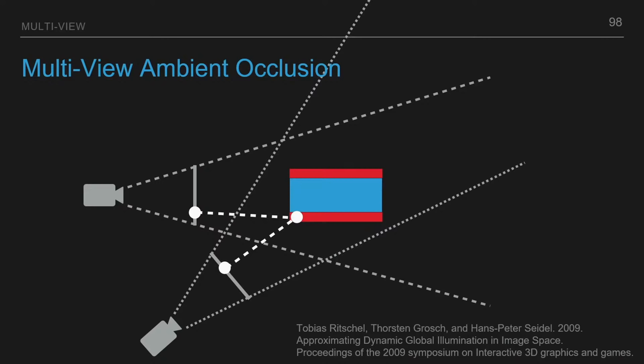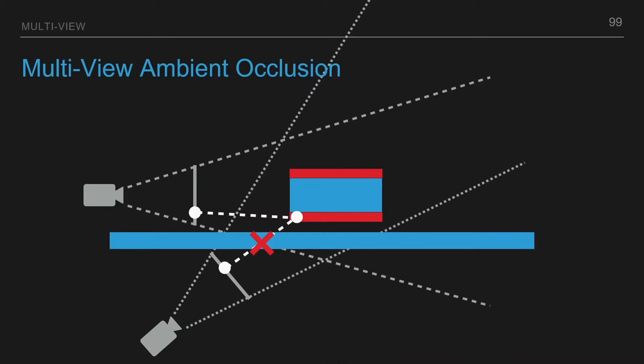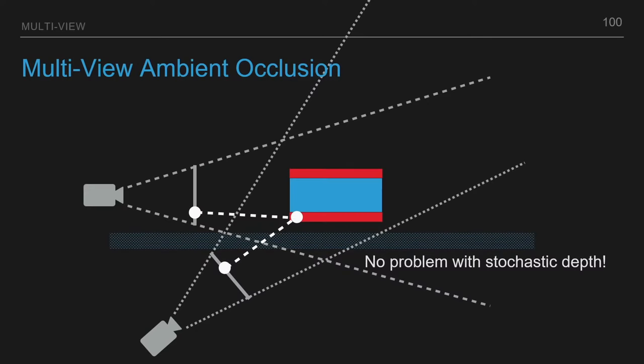There's just one problem with this approach. That is that in many scenes, we can't simply place an additional camera and expect to see the same geometry as the main camera. Often there's other geometry in the way. For example, there could be a wall like this. This is also where stochastic depth ambient occlusion comes in, since it allows us to compute the ambient occlusion for obstructed geometry, removing the issue of obstructions and trivializing secondary camera placement.